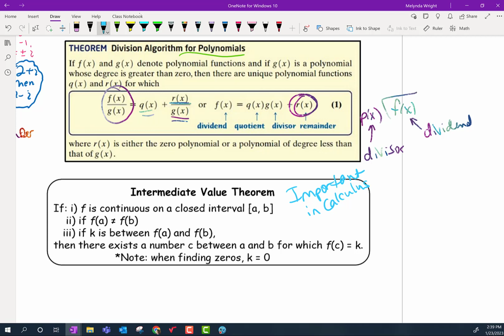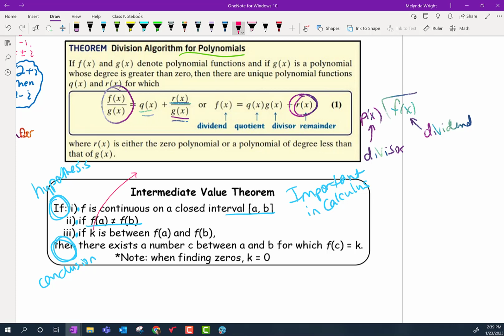So there's a hypothesis. The hypothesis is the if. And there are 3 points of this hypothesis. There's a 1, and a 2, and a 3. If these 3 things are true, then this is our conclusion. So if f is continuous on the closed interval, if f of a is not equal to f of b, and if k is between f of a and f of b, okay, so let's make ourselves a note here.